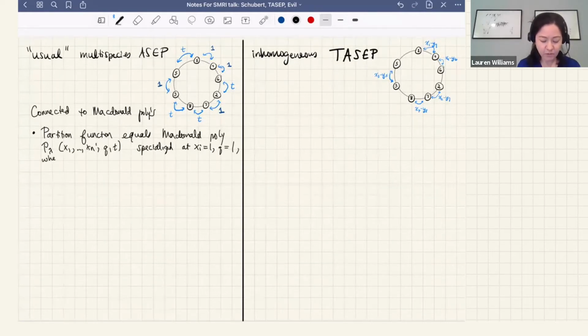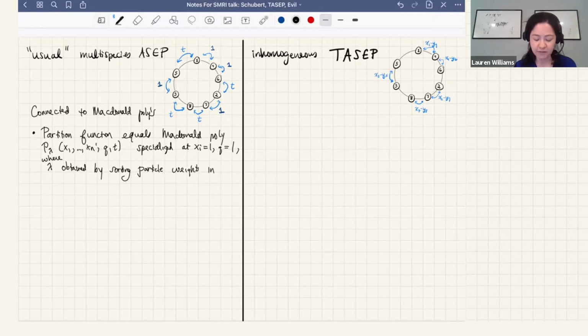and where lambda is obtained by sorting the particle weights, so the weights of the particles that you see on the ring, in weakly decreasing order. And this was shown by Cantini, de Gier, and Wheeler.